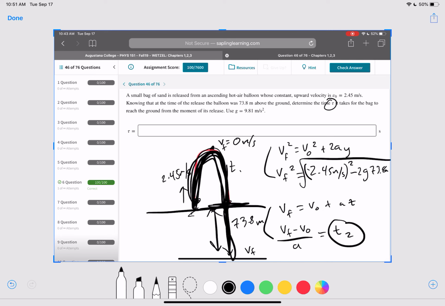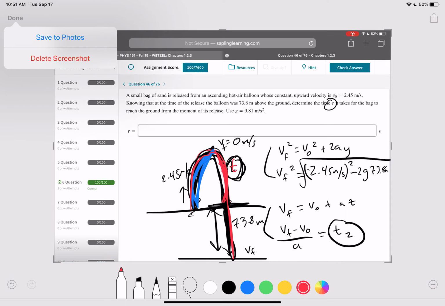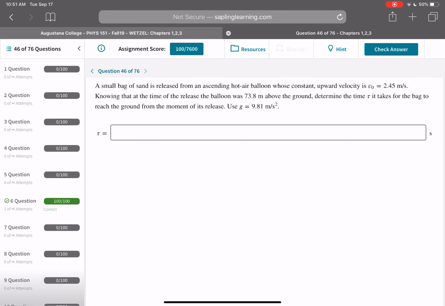Okay, importantly, I think I ignored this. The time you solve for this upper part is just here to here, so make sure you do 2 times that t to get the rest of the time. So it's going to be t plus t plus t. Okay, delete screenshot. All right, next one.